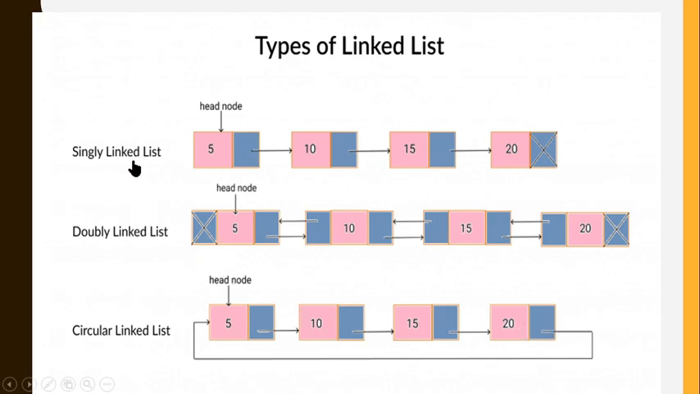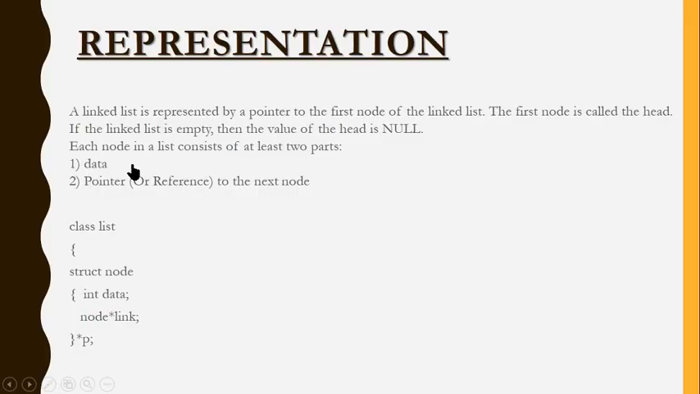So let's explore more about singly linked list. Representation: a linked list is represented by a pointer to the first node of the linked list. The first node is called the head. If the linked list is empty, then the value of the head is null. That means you haven't created any node, so you have to keep that as null. Each node in a list consists of at least two parts, data and pointer, as I told you. The first partition contains the data and the second contains the address, or the pointer, to the next node.